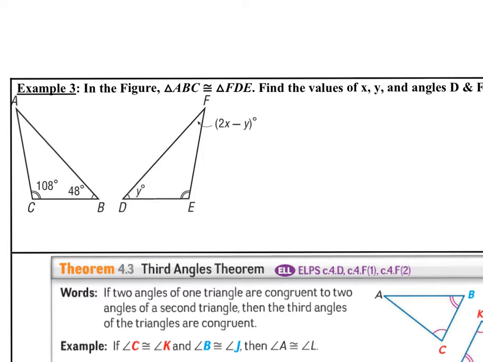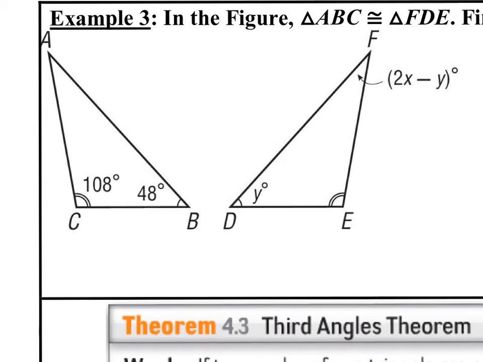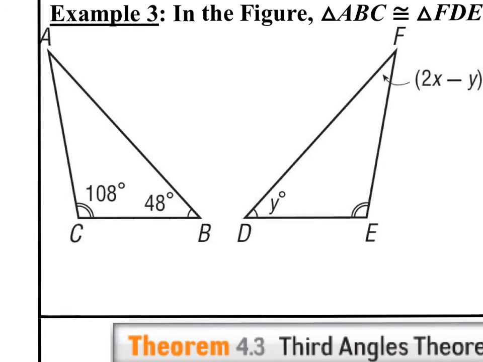In example 3, it says in the figure, triangle ABC is congruent to triangle FDE. Find the values of x, y, and angles D and F. So let's see what we got here. The easiest thing to figure out for me is looking at angle y, which corresponds with 48 degrees. So I just say that y equals 48. And so angle y is tucked in with angle D, so therefore angle D equals 48 degrees.